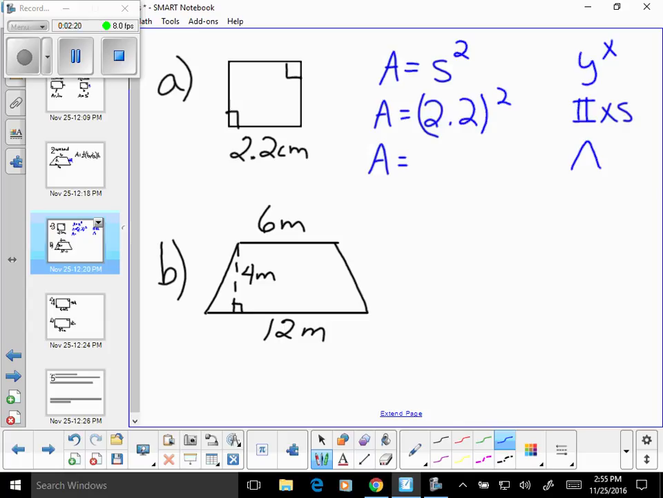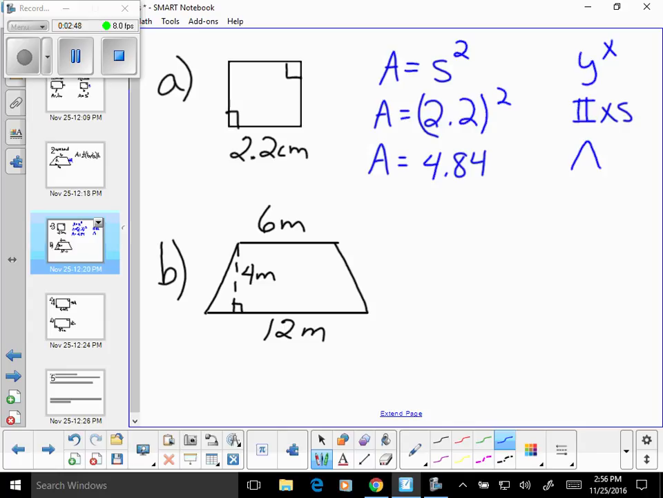So if you have a TI-30XA, put in 2.2, hit your y to the x key, then hit 2. If you have a TI-30X IIS, you're going to put in 2.2, hit your power key. It kind of looks like a little caret from editing, or a mountaintop key, and then press your 2. You'll probably have to press equals, and you should come out with 4.84.